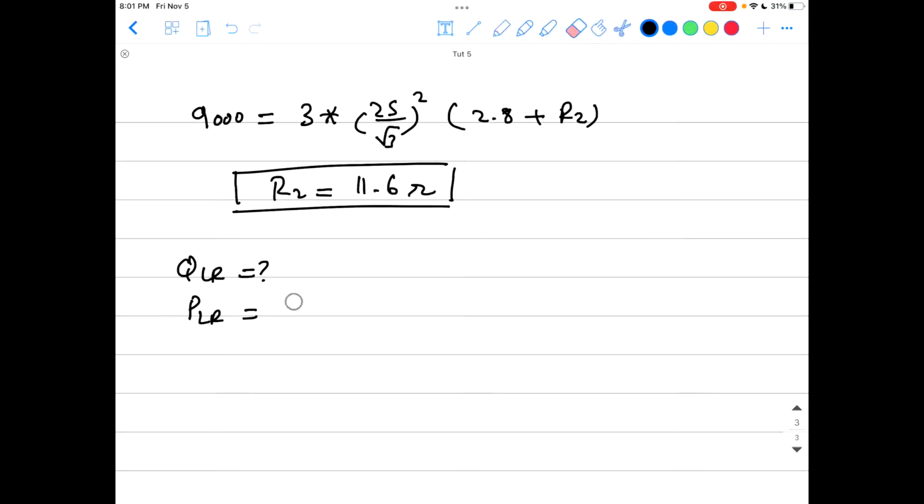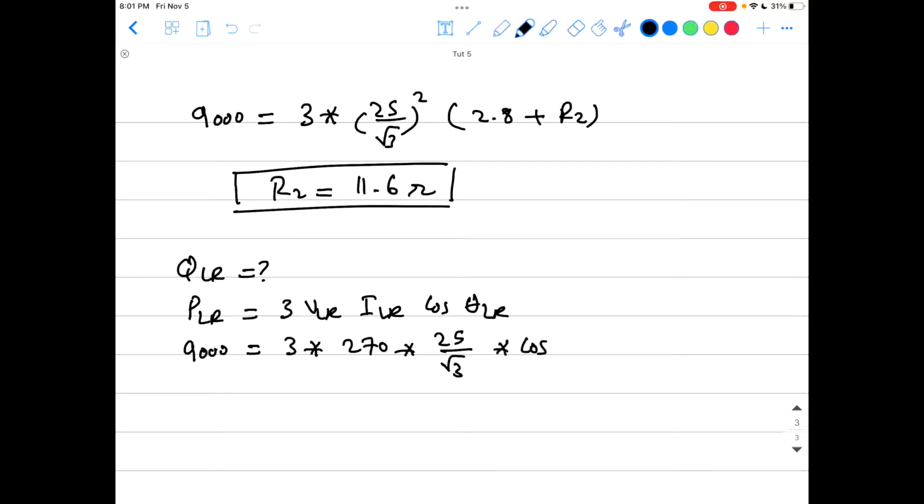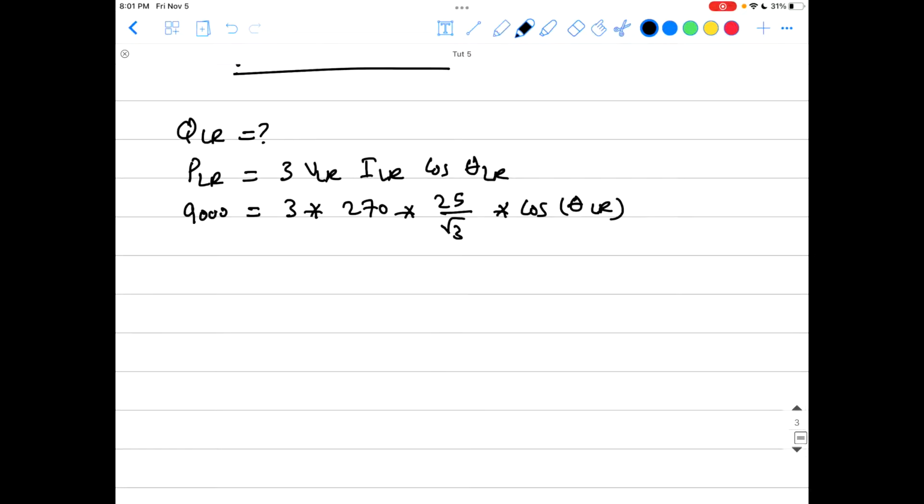or yeah, just let me do it all per phase again, not to confuse you. 3 V locked rotor I locked rotor cosine theta locked rotor. Okay, so the P locked rotor given is 9,000, that will equal 3 times V locked rotor, as we found, 270, times I locked rotor, as found, 25 over square root of 3, multiplied by cosine theta locked rotor. So everything is now known. You can find theta locked rotor easily to be 39.664 degrees.